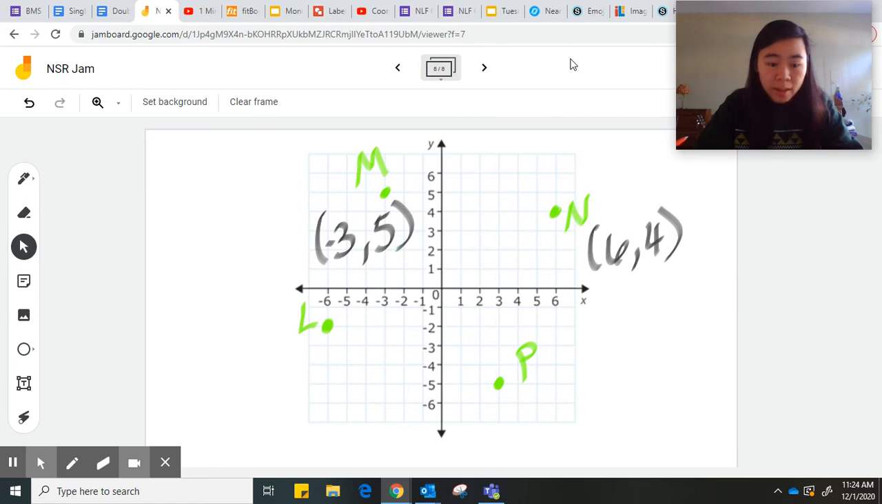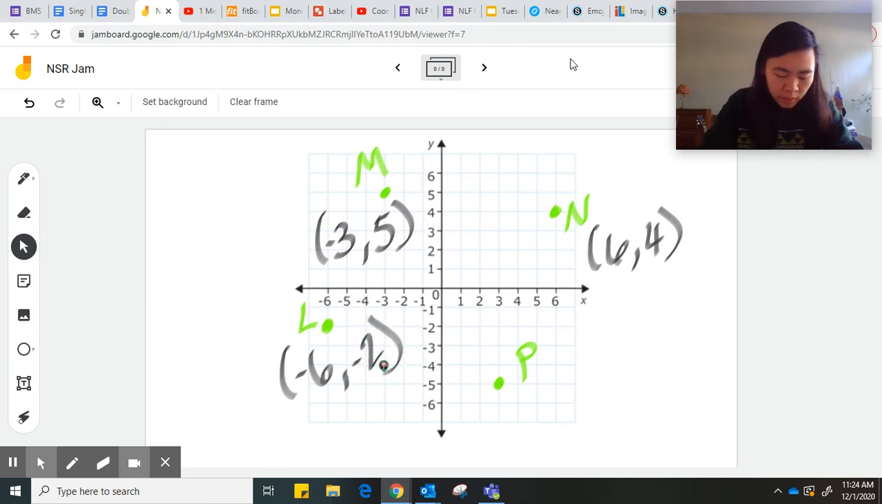And then our second to last point, we got 2 more. Start at 0, we go to the left, -6, and then down 2. So -6, -2. And then our last point, start at 0, we're going to point P, so go to the right 3, and then down 5. So this one's going to be 3, -5.